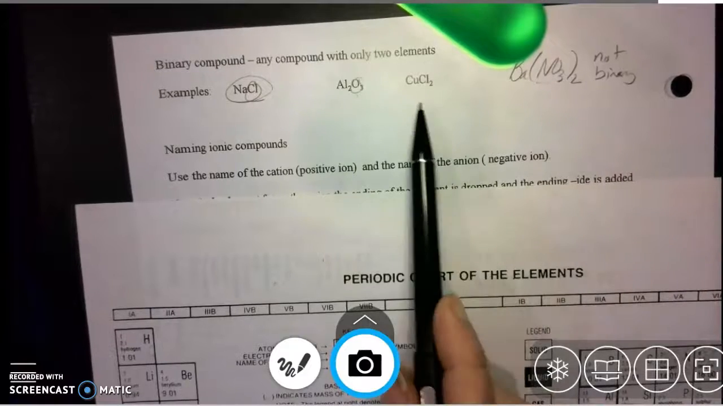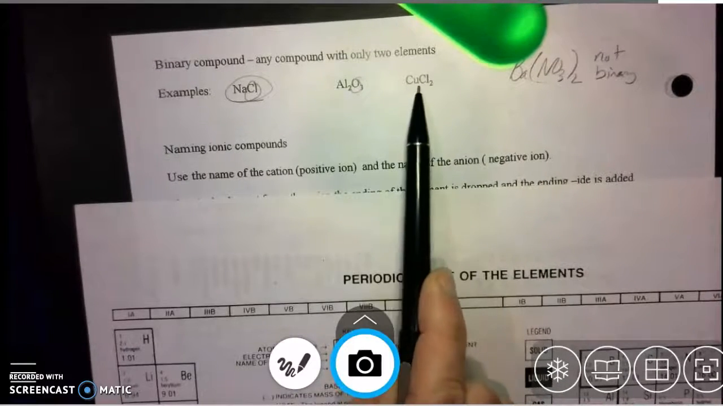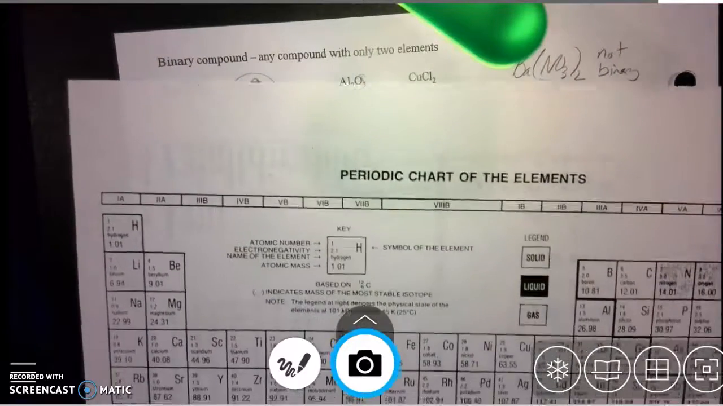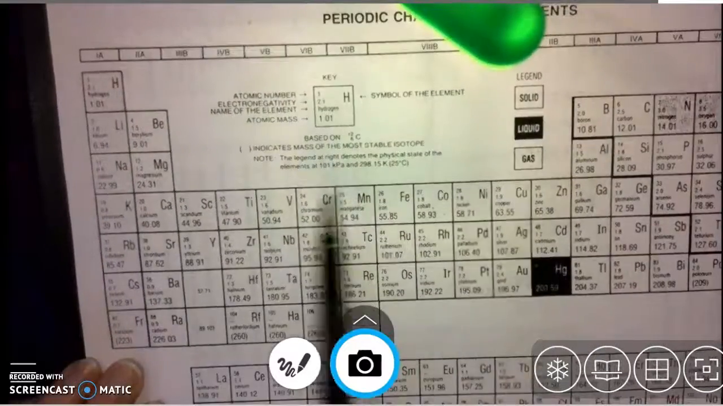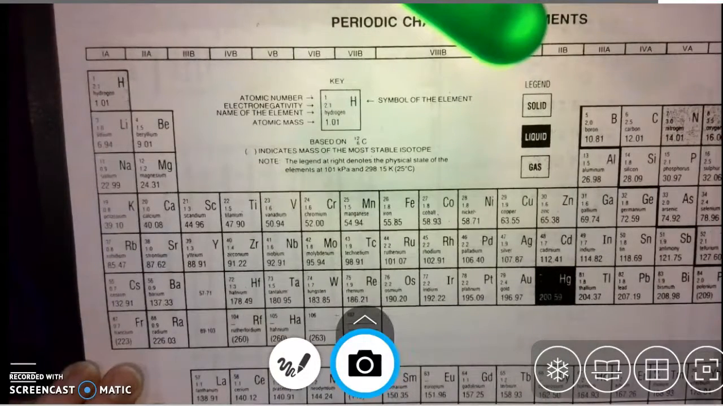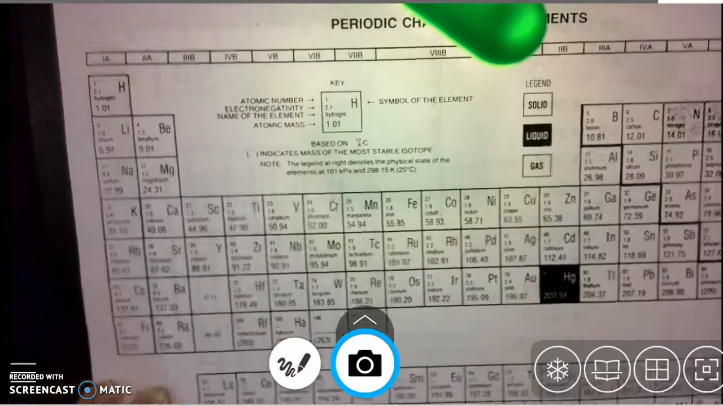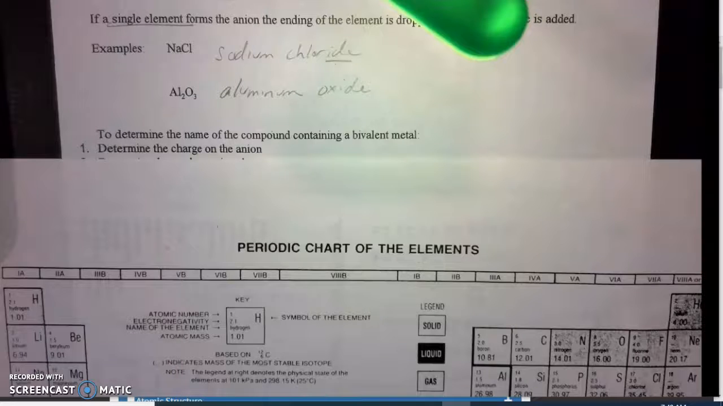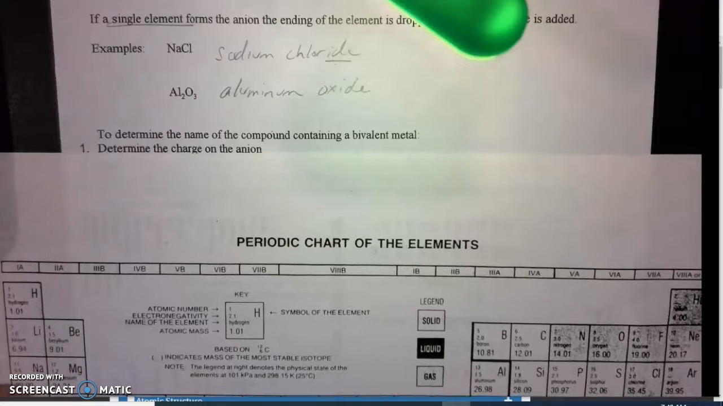Now you might have noticed I did not go through the name of this one. If you can remember, there's something special about copper, and there's something special about many of the D block elements and the P block elements. These are where we have our D block effect and our shielding effect. So many of these elements have more than one charge. In order to specify which one it is, we have to include that charge in the name. Because the charge of the cation can change, we have to start with the charge on the anion. The nonmetals don't vary.